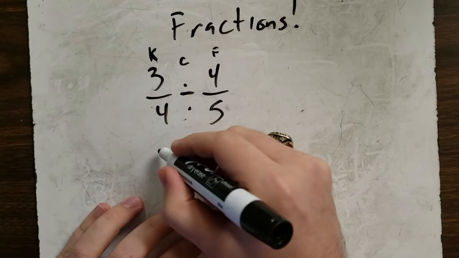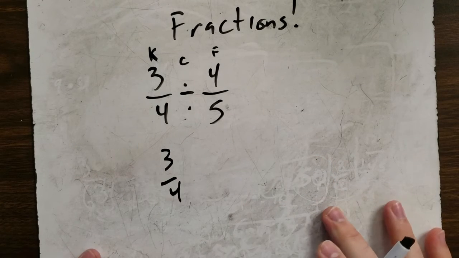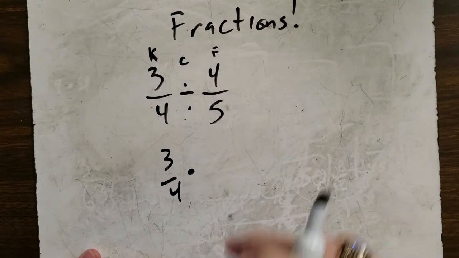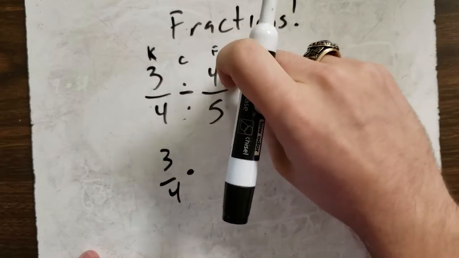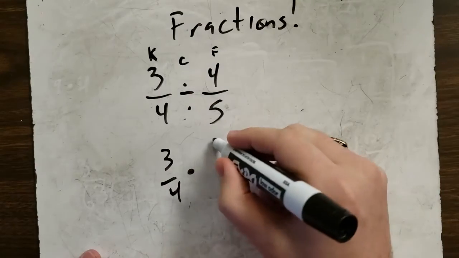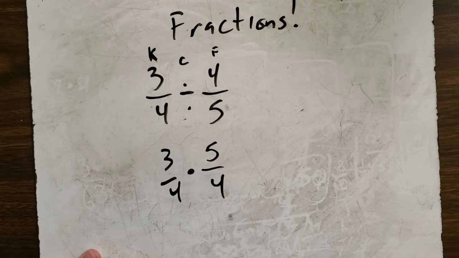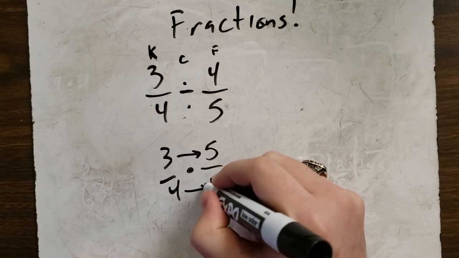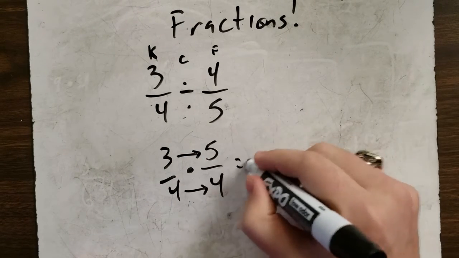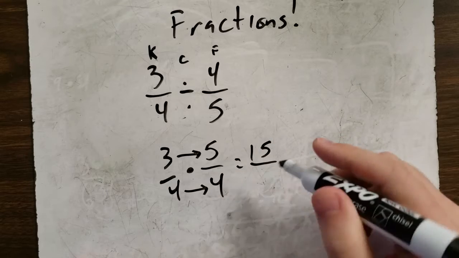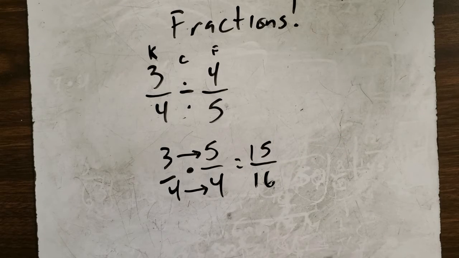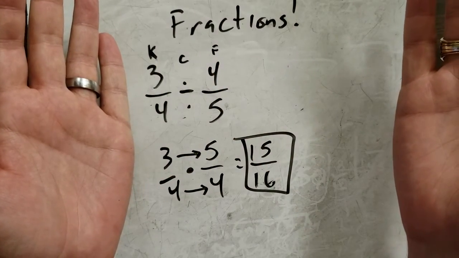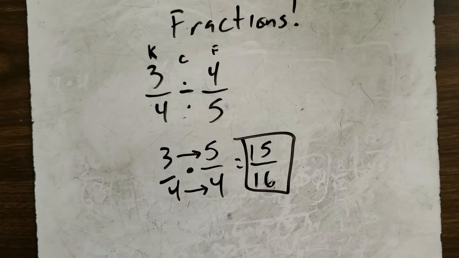3/4, we keep it, keep 3/4. Our division sign gets changed to multiplication, and our last fraction gets flipped. So instead of 4 over 5, we flip it, and it becomes 5 over 4. And now it's multiplication. Multiply, remember? Straight across. 3 times 5 is 15. 4 times 4 is 16. No reducing on this one. 15 over 16 is your final answer. Simple as that. Let's try another one.